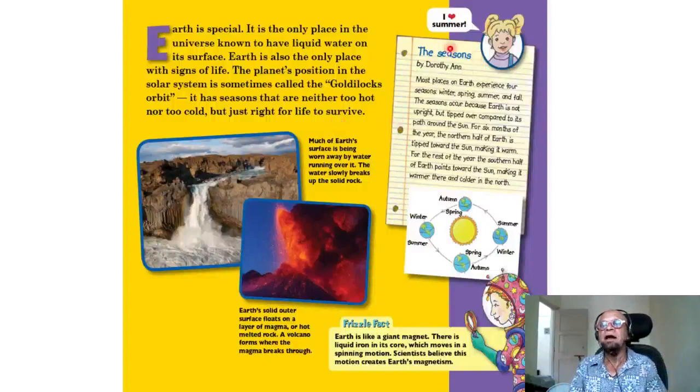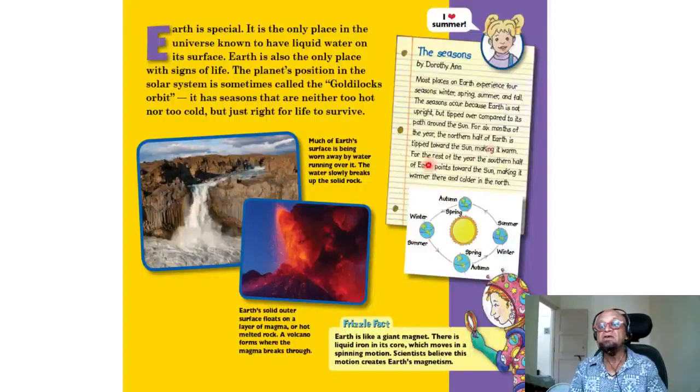So I love summer, the seasons. Dorothy Ann writes, most places on Earth experience 4 seasons: winter, spring, summer and fall. The seasons occur because Earth is not upright but is tipped over compared to its path around the sun, the orbital plane we called it.